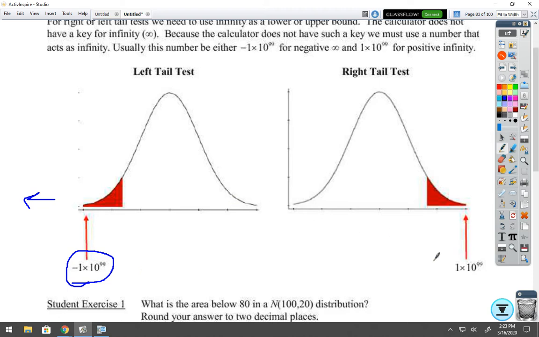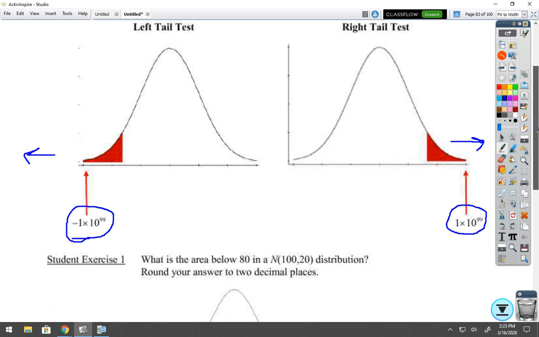If we have a right tail test, we're going to use +1 times 10 to the E99. These are just so that we get an extreme number to the right or an extreme number to the left. We could probably put in 1,000,000 and be okay, but we want to get as close to infinity as possible. And these numbers will get us to infinitely many numbers above or below.